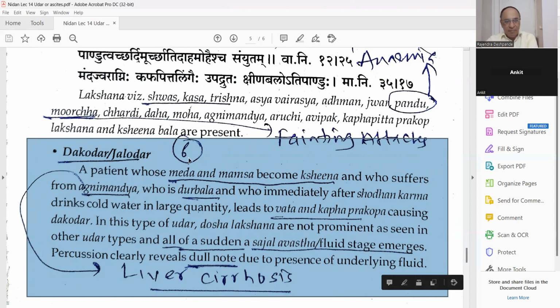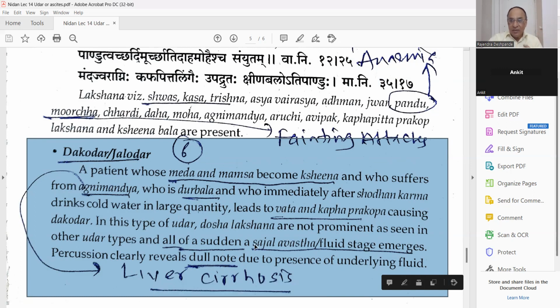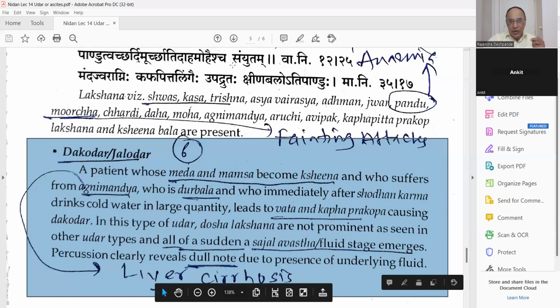When the patient's muscles become wasted, there will be tremendous weight loss. Maybe because of cancer, HIV, or tuberculosis. Because Agni, the metabolic process, has been damaged in liver cirrhosis. So typical Jalodara can be a final stage of liver cirrhosis. Remember. So tremendous weakness will be there. Vata and Kapha Prakopa will be there. All of a sudden, within the last week, the patient starts swelling in the abdomen with a lot of fluid, and that's why there will be a dull note. Now I am going to the next page.